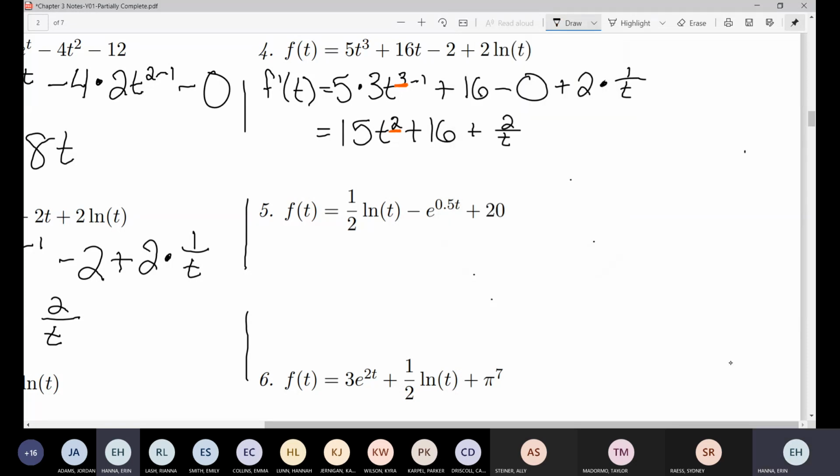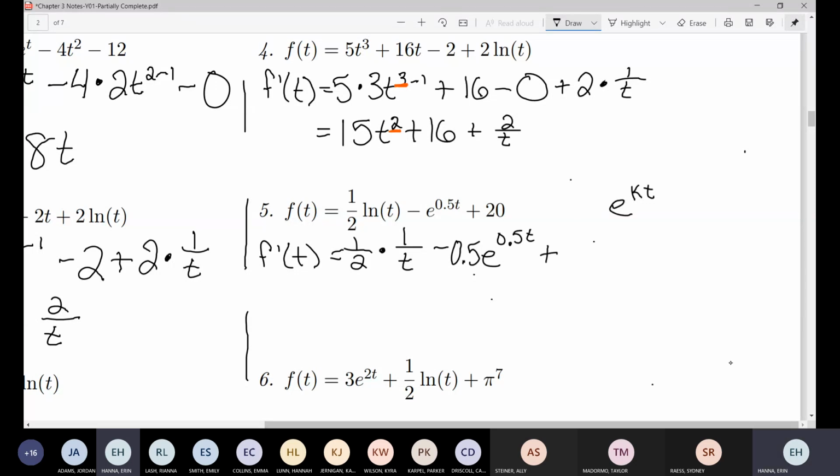So the next one, like last time, I'm just going to chug along and take slight pauses after each step. 1/2 comes along for the ride. Derivative of natural log of t is 1 over t. Subtract the derivative of e to the 0.5t, so that's an e to the kt situation. So we bring the k out, and then essentially rewrite the entire thing.